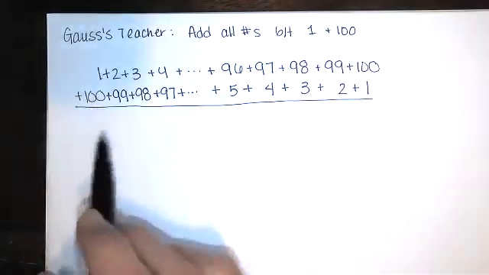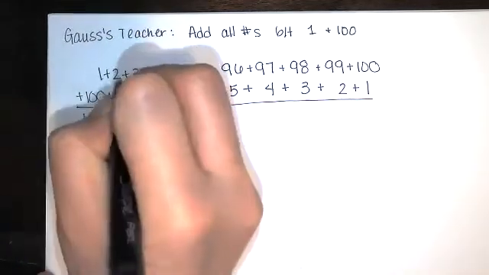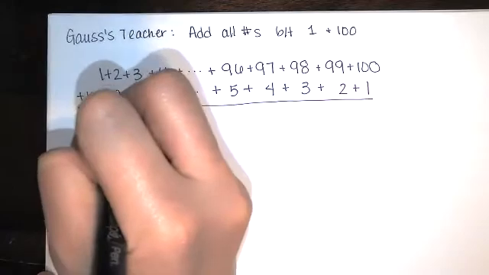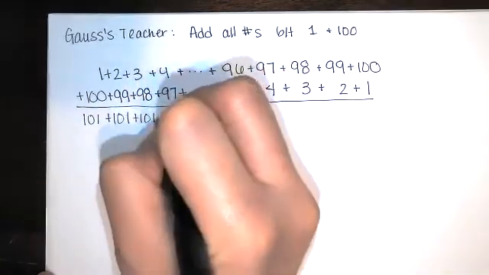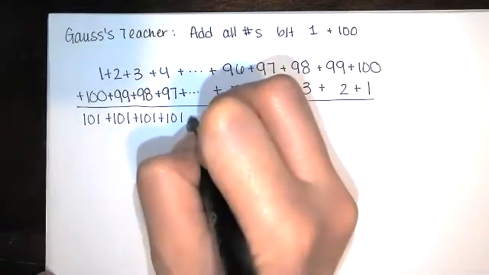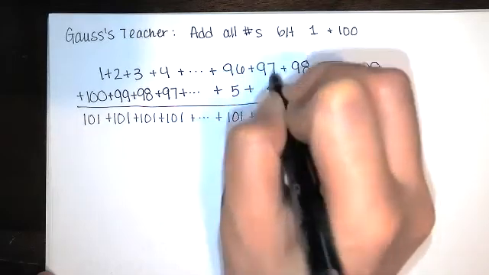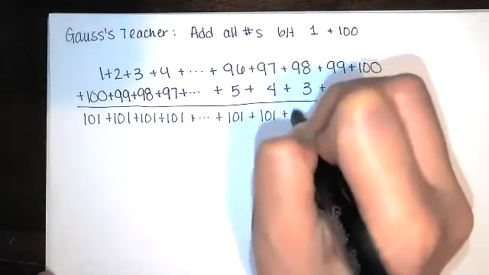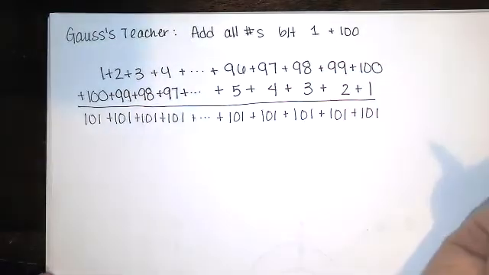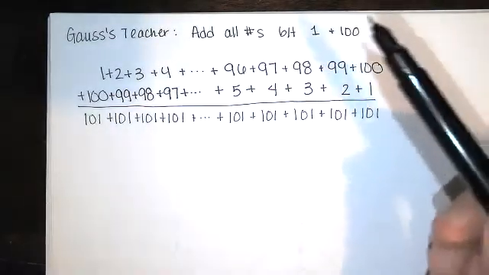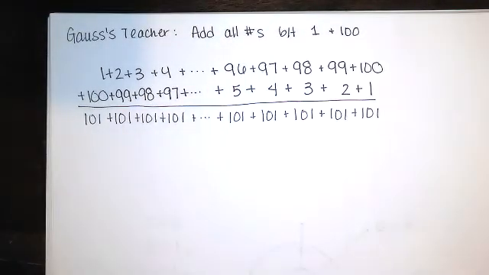In columns, we've got 1 plus 100 is 101. And then 2 plus 99, hey, that's 101. And 3 plus 98 is 101. We always get 101 in these columns. So I've got 101 of these. I've got 101 there, 101 there, 101 there, 101 there. And what is this? This is the same as 2 times the sum he's looking for.